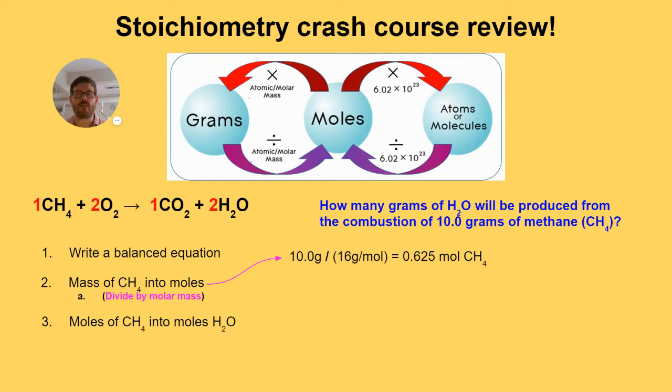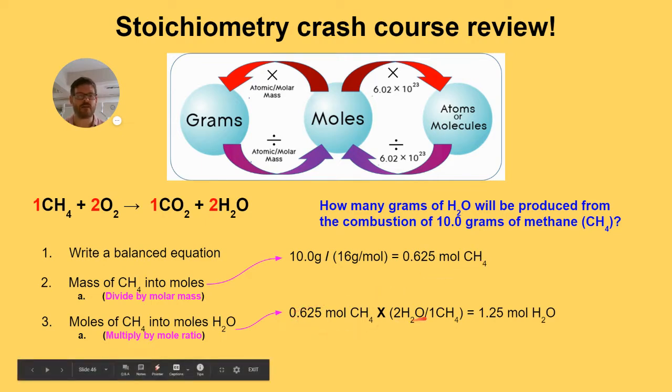Take the moles of methane and turn it into moles of water. We're going to do that by using the mole ratio. You can see that for every 1 methane, there are going to be 2 moles of water. So we're going to use that ratio. If we have 1 here, that means we need to have 2 here. So if we have 6.25 moles of methane, we're going to need to double that so that we can have 1.25 moles of water.